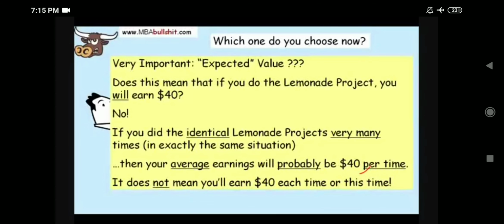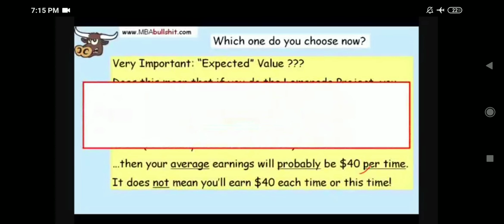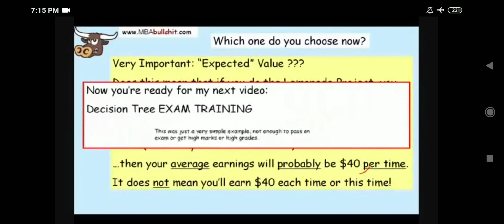If we say, I expect my friend to give me $5 today, that means he probably will give you exactly $5. But in MBA language, when we say expected value, it means your average earnings in a certain situation, if you could replicate that same situation very many times. Alright, so that's how simple it is. Now you're ready for my next video.